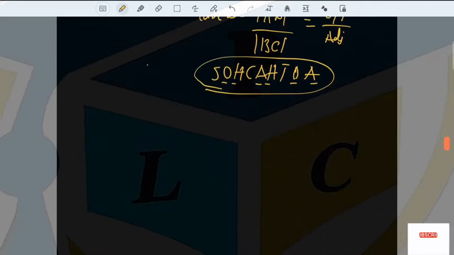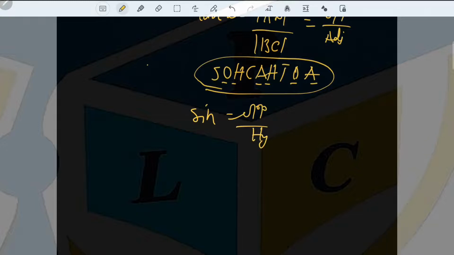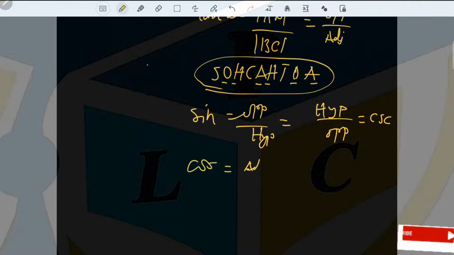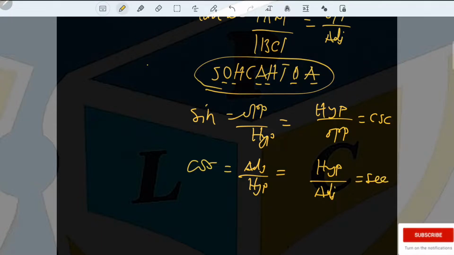So the inverses of this. Let's say sine. We say sine is opposite over hypotenuse. So for me to find the inverse, which is cosecant, it is going to be hypotenuse over opposite. And that's going to be the formula for cosecant, CSC. And then cos, we said is adjacent over hypotenuse. And the inverse of cos is called secant. So here is going to be hypotenuse over adjacent. So that's going to be your secant.